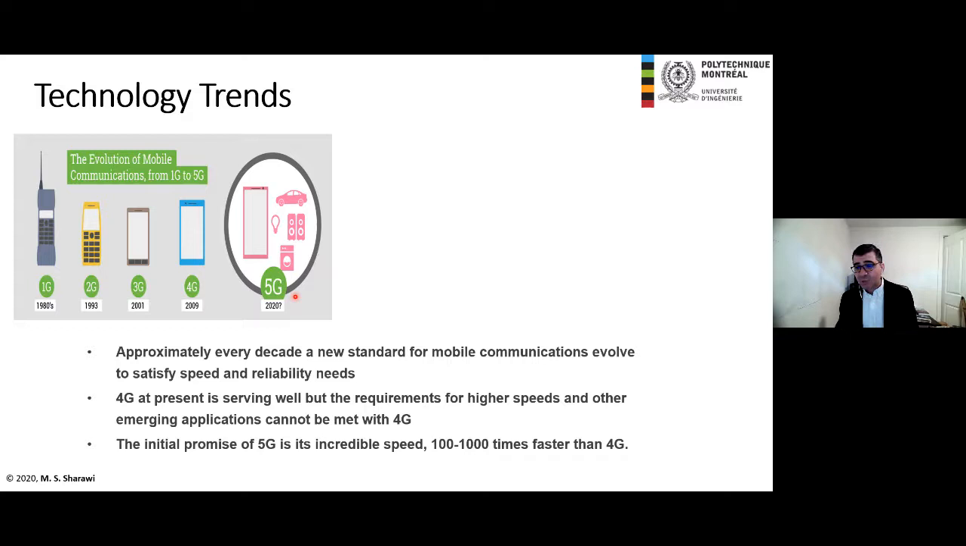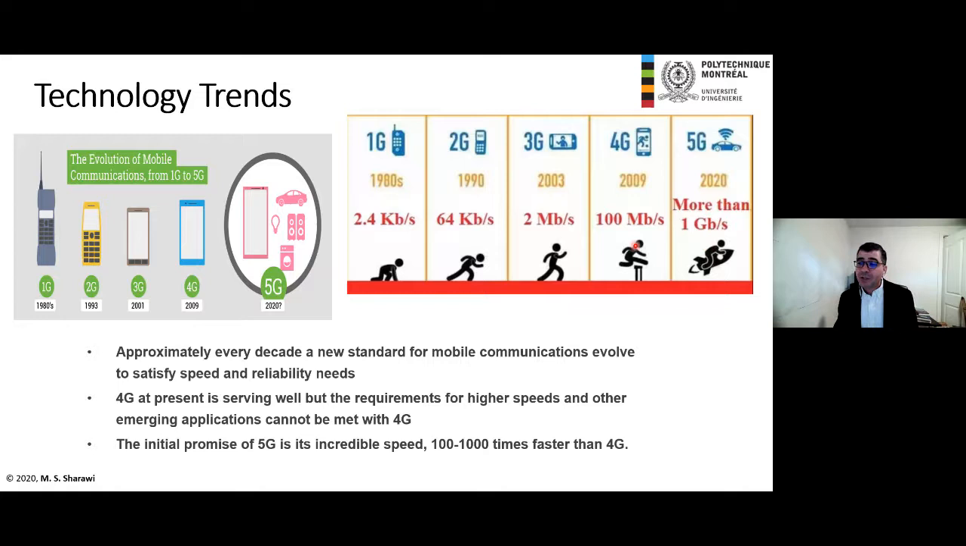And 5G has been deployed nowadays in a few cities around the world with certain limitations. But the idea of 5G is not only to provide extremely high speeds compared to its predecessor, about 10 times higher on average, but to have a new paradigm in connectivity.